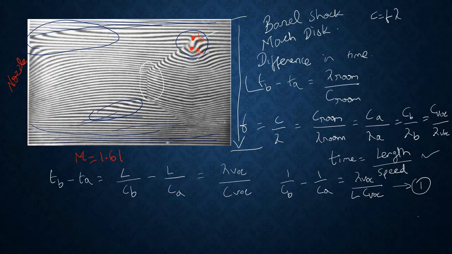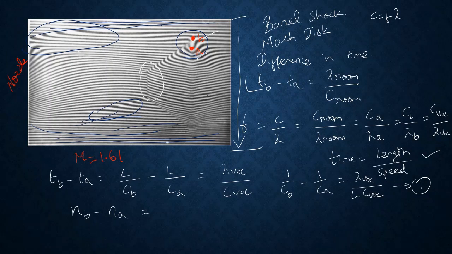So the change in speed is 1 by CB minus 1 by CA, which is equal to lambda vacuum by L CB CA. So this is the important equation we are considering for finding NB minus NA. From this relation, what are we going to calculate? We are going to calculate NB minus NA, that is interference.